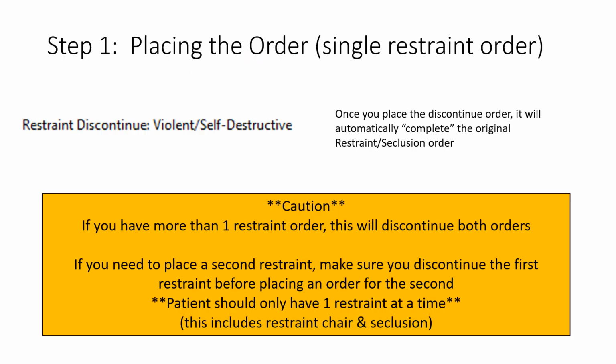Step 1. Place the order, restraint discontinue, violent, self-destructive. Remember to document the time the restraint was discontinued in the date time field. Remember, a patient can only have one restraint at a time. You need to discontinue the first before placing a second. For example, they cannot be in seclusion and be in a restraint chair at the same time.